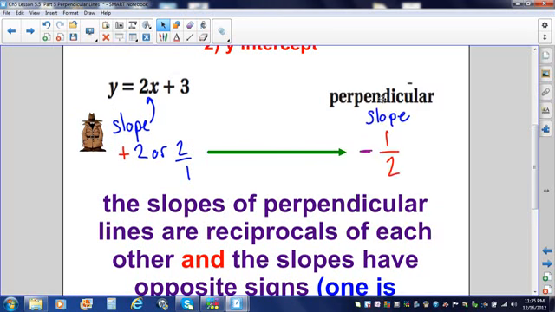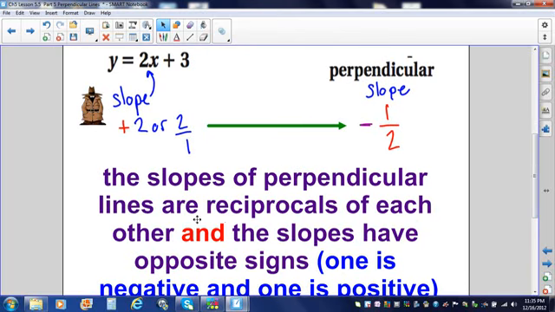To find the perpendicular slope, we know that they are reciprocals of each other. So I'm going to take 2 over 1 and I'm going to flip it. The 2 becomes my denominator, bottom number. The 1 becomes my top number, numerator. So the reciprocal of 2 over 1 is 1 over 2.